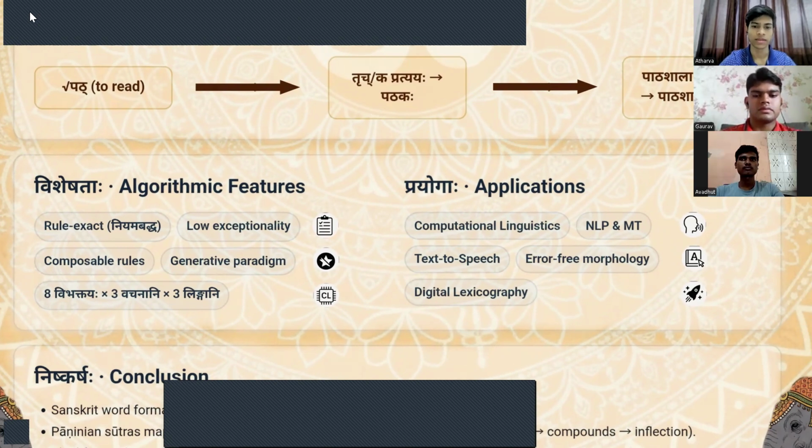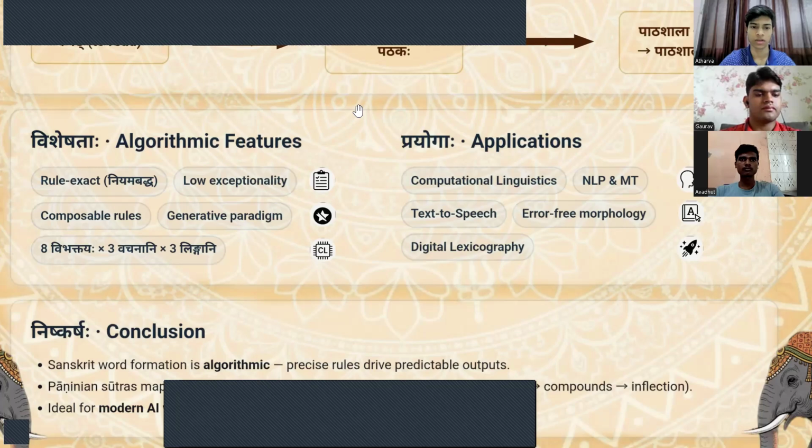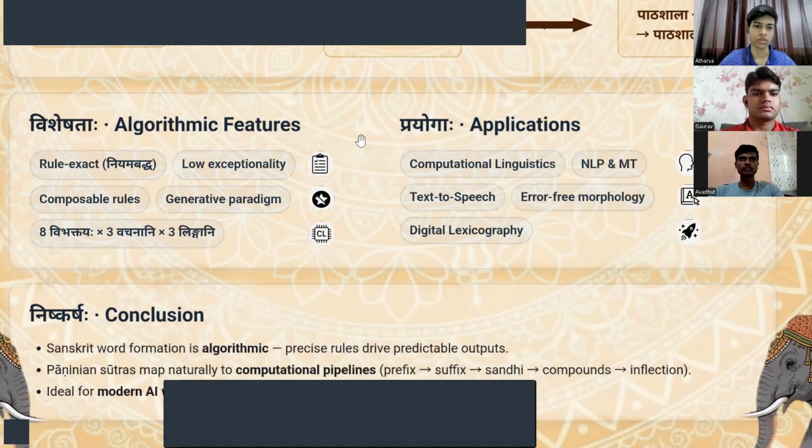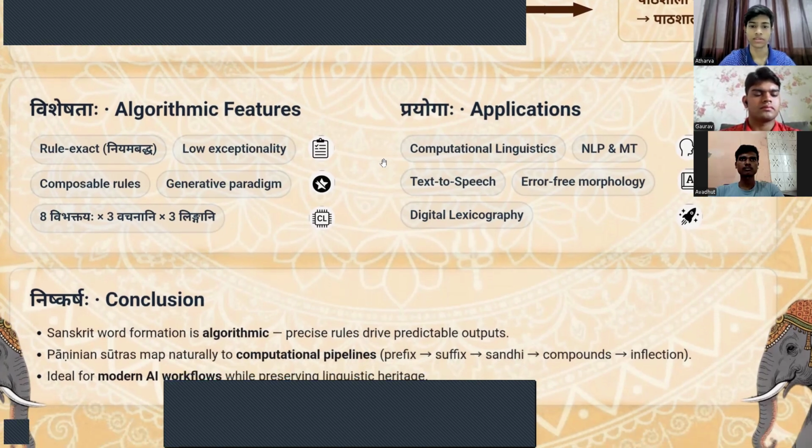Moving on with the examples of Pāṇini's word formation algorithm, the first application we have is natural language processing (NLP). It uses Dhātu and Pratyaya rules for accurate word generation and lemmatization. Second is machine translation, which applies Upasarga and Sandhi rules for correct contextual meanings and word transformations.